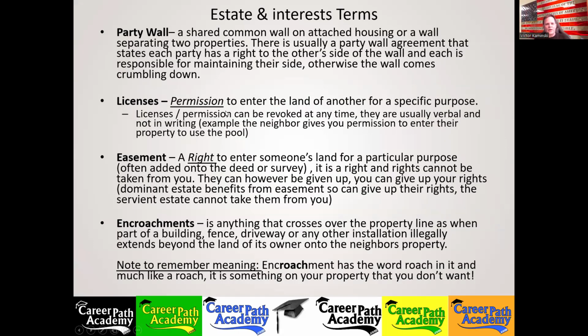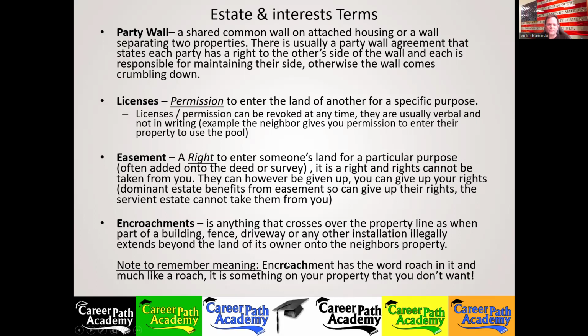Okay, so here we go. Party wall, license, easement, and encroachments all on one slide here for you. Encroachments we didn't quite go over yet, but here's the definition. It's anything that crosses over the property line, as when a part of a building, fence, driveway, or any other installation illegally extends beyond the land of its owner onto the neighbor's property.